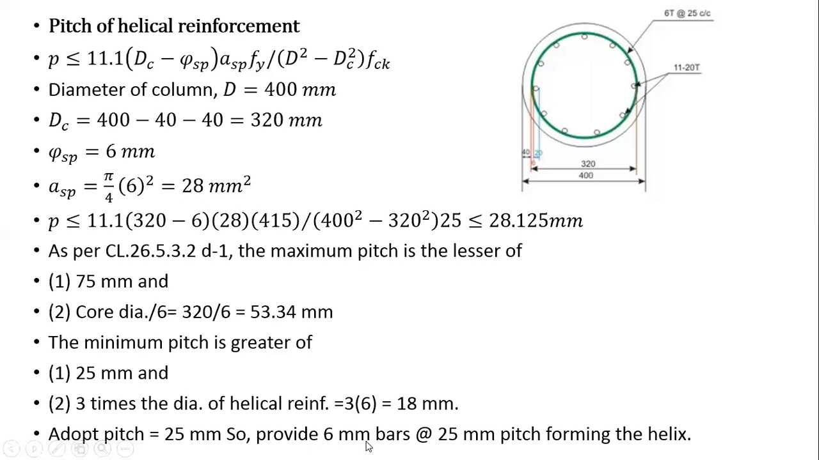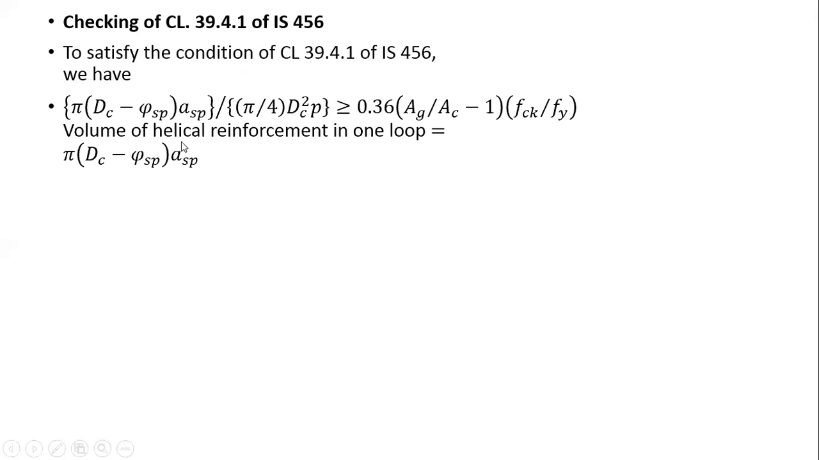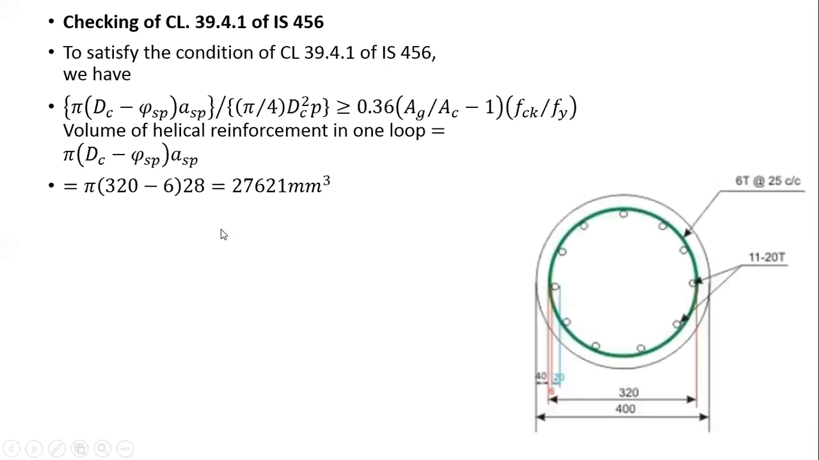So provide 6 mm diameter bars at the rate of 25 millimeter pitch forming the helix. Okay, so checking the clause 39.4.1 of IS 456, this is the last step. To satisfy this condition, the ratio of the volume of spiral reinforcement to the volume of core should be greater than or equal to this value. Now we have to calculate the volume of helical reinforcement in one loop, which we have already discussed: pi times DC minus phi, into ASP. Everything is known to me.